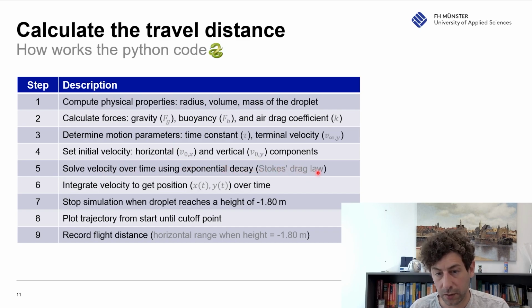This is Stokes' drag law, right? So you will see it decays exponentially, which you also see in the equation. And then we integrate the velocity to get the position in x and y. We stop the simulation when the droplet has reached a height of 1 meter 80. And then we want to see the trajectory of the positions from the start until the cutoff point. And finally, we also record the flight distance, so the final distance, which is printed by the code.